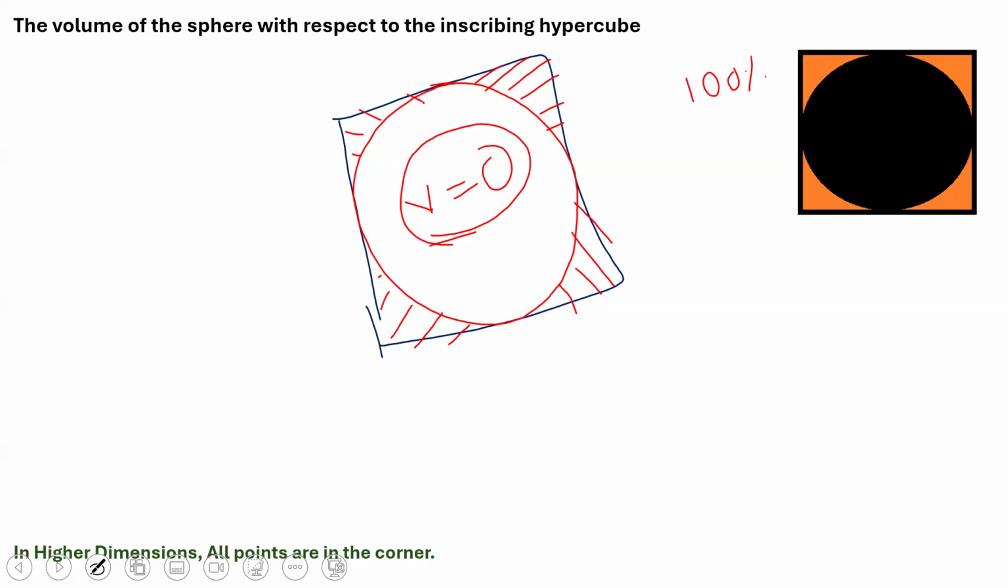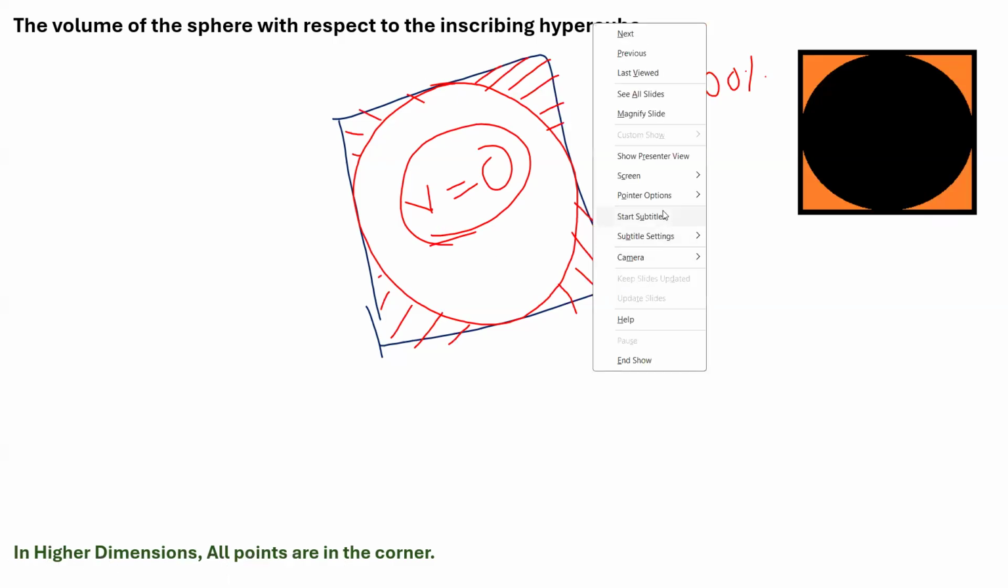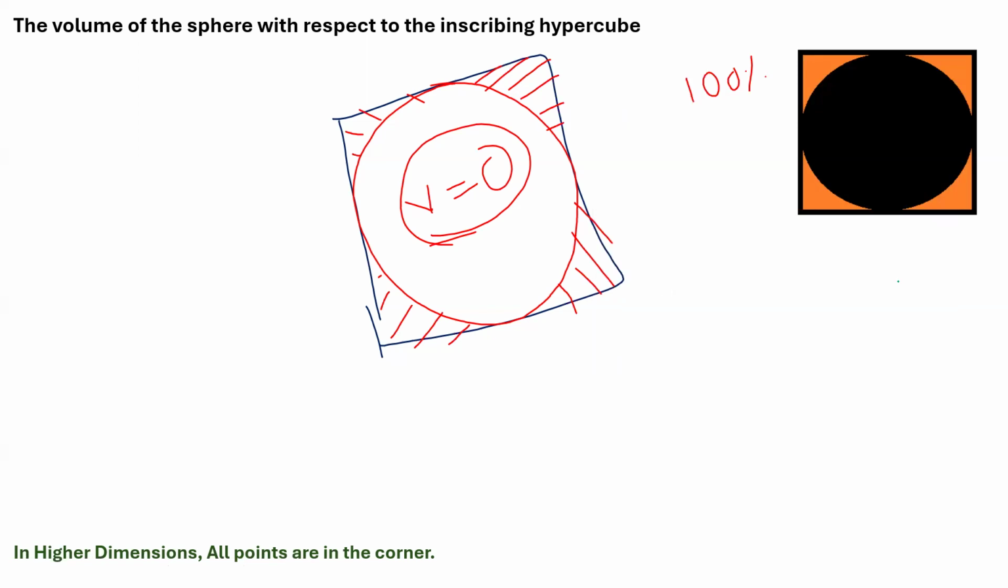If 100% of the volume is in the corners, then if you have one point, that point lies in the space where there is a volume, right? Volume means there should be a space for that point to exist. So where there is space, the space is at the corner. So if there is any point, that point always lies in the corners in higher dimensions. It will not stay in the middle of the space. It always stays at the corners in the higher dimension space.